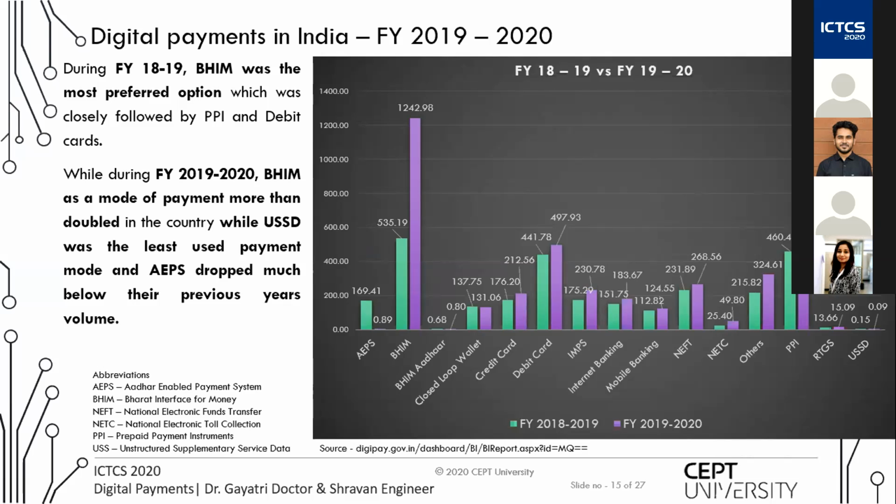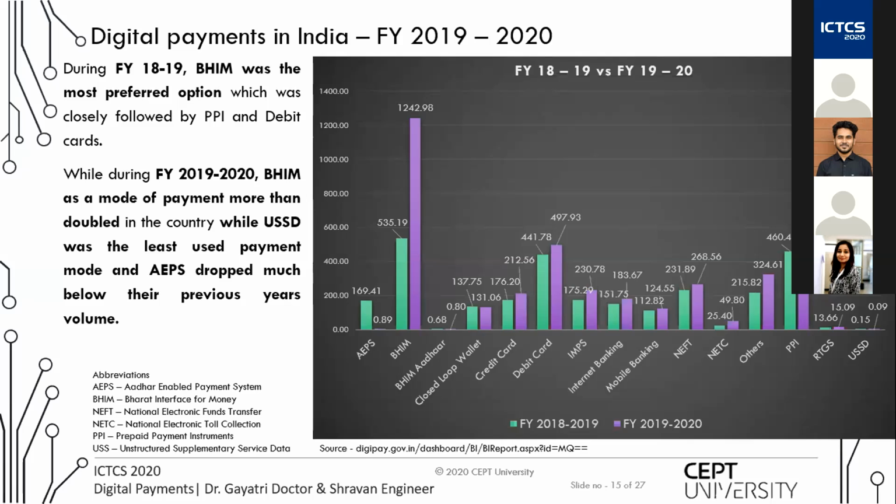Sorry. When we dive deeper into the modes of digital payments used, BHIM UPI, which is the government's own unified payments interface, had logged the highest growth amongst all the other modes of payments when compared between fiscal year 2018-19 and fiscal year 2019-20.